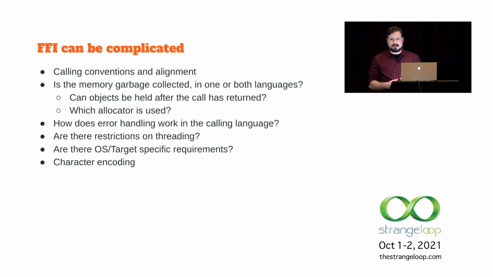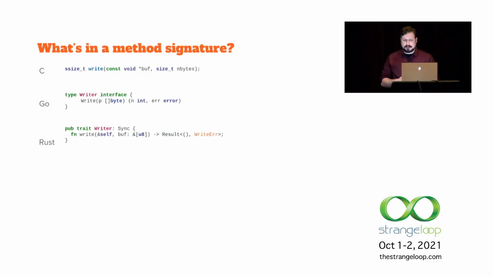Oftentimes, different languages have very opinionated views on what a string looks like that may differ from one language to another. And so aligning these on a cross-language basis is not necessarily as straightforward as it seems. And I think this is an area where Rust really shines. And to understand why, I think it's important to look at a method signature.